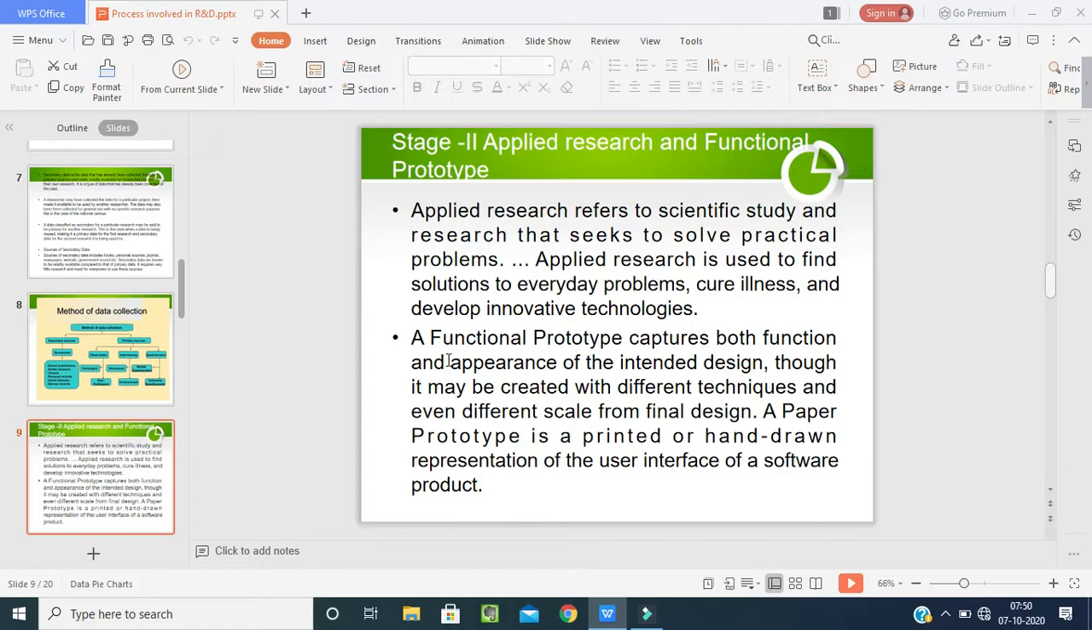See what will happen, the R&D department, what they will do after gathering or collecting the data either from the primary source or the secondary source. Then they will apply the research on it to identify or refer to the scientific study. They'll study in a scientific way and research that seeks to solve practical problems. What are the problems the people are facing, or the companies, or the firm or the individuals are facing? So they will sort out everyday life.